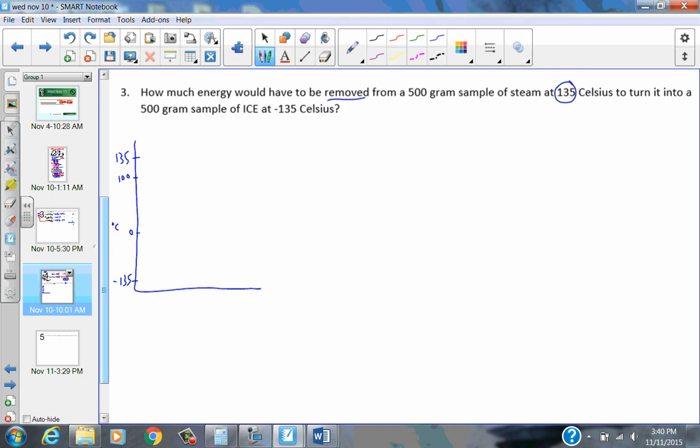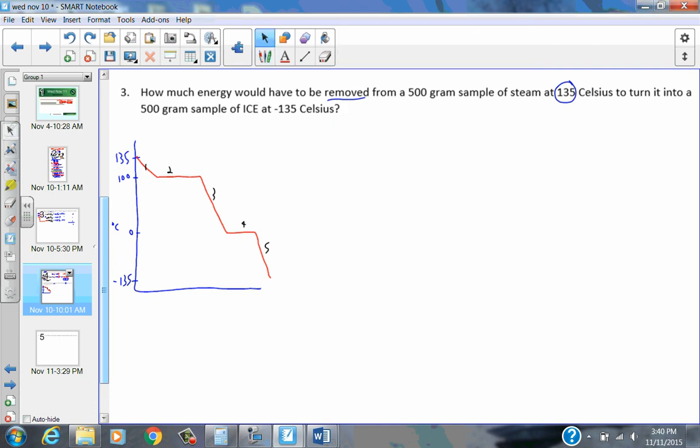Once I put it there, now I'm going to try to document what happened. I had steam. First, you take heat away and it will cool off. When it gets to 100, it will condense. When it all condenses, it will cool off to 0. When it gets to 0, it will freeze. And then once it freezes, it will cool off, not to negative 35, but to negative 135. This is a 1, 2, 3, 4, 5-step problem.